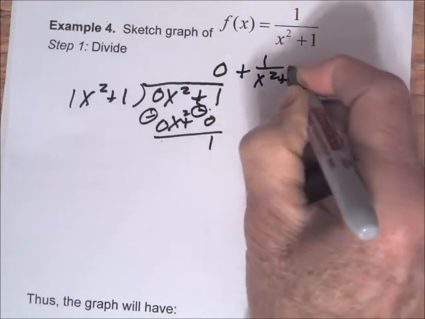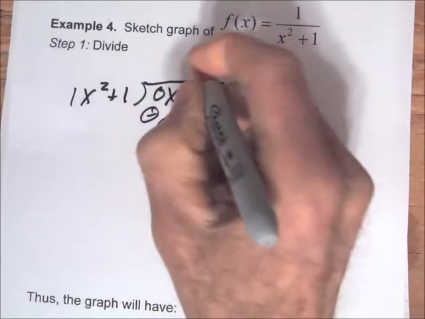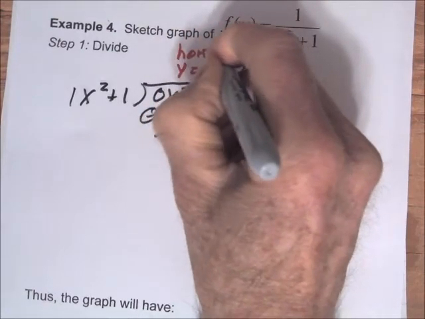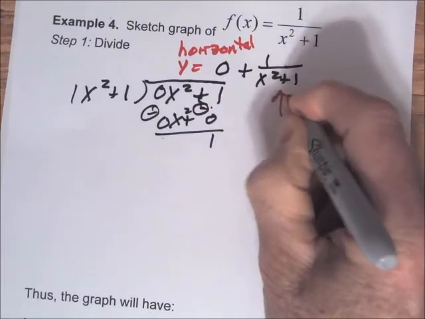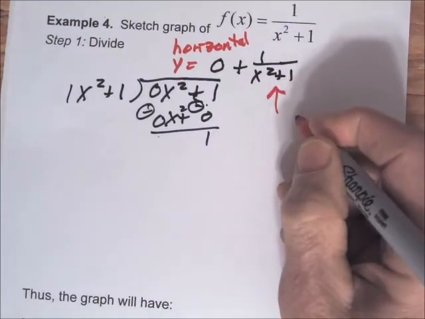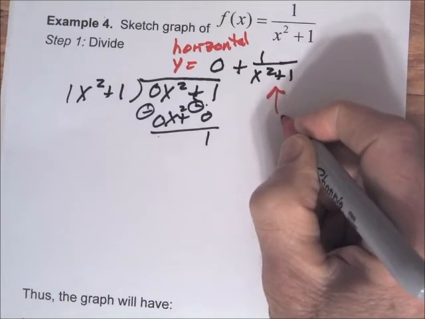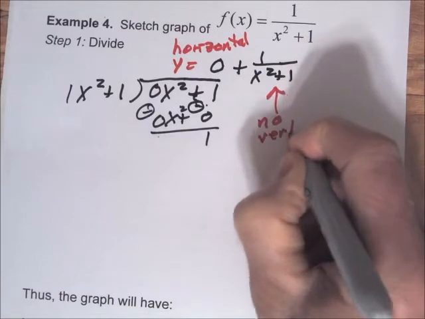So we're going to have horizontal asymptote y equals 0. That is going to be our horizontal asymptote. And there's no vertical asymptote because the denominator, as long as we're working with the real number system, x squared plus 1 cannot be 0. So it's no vertical asymptote.